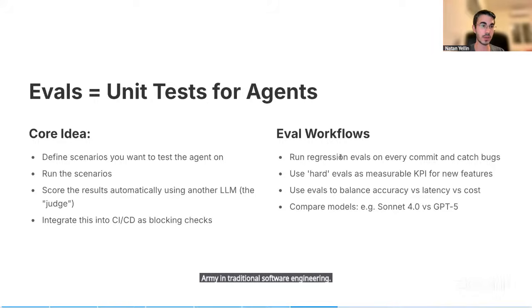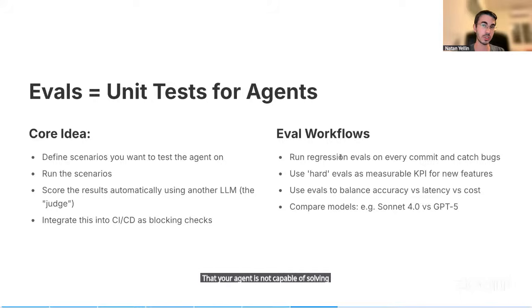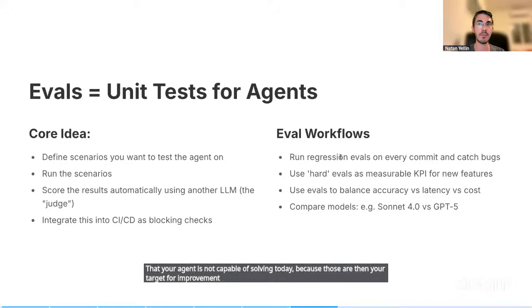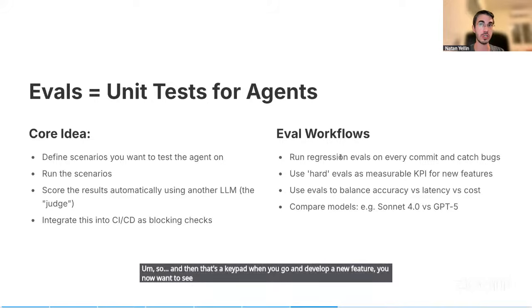The other side of evals that also proved to be really useful is to have hard evals, to explicitly have evals that your agent is not capable of solving today, because those are then your target for improvement. And then that's a KPI. When you develop a new feature, you now want to see some of those evals turn green.